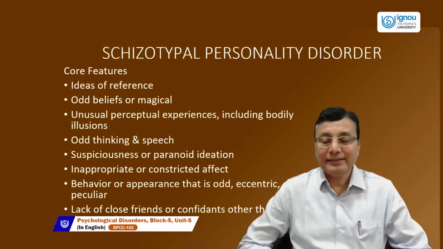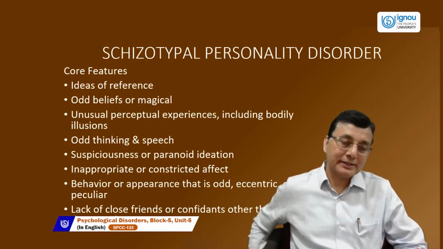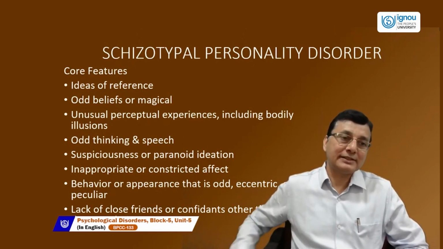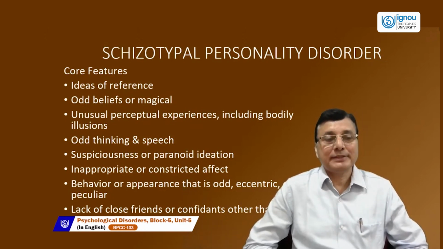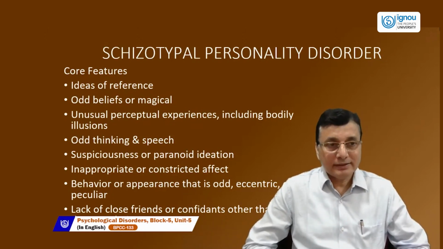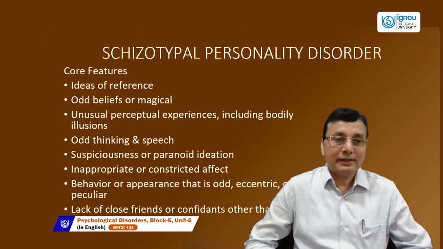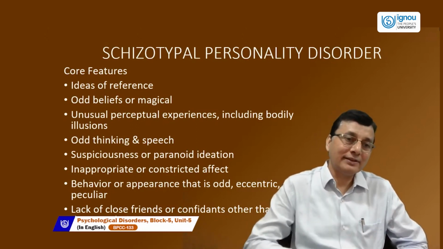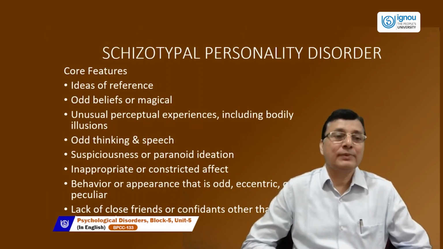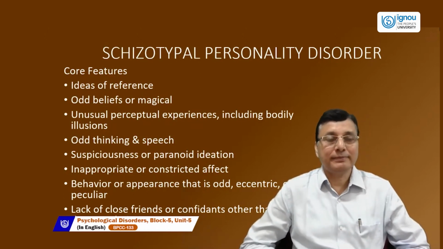So, if we see the DSM-5, the core features are ideas of reference. Ideas of reference is basically the person thinks that all others are talking about him, and whatever they are discussing, they are referring the patient. So this is called ideas of reference.